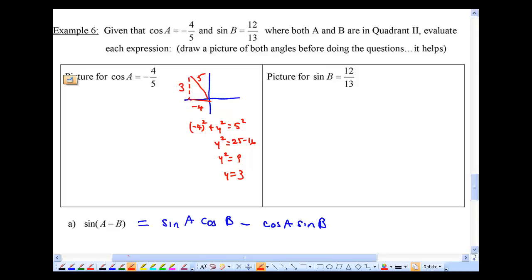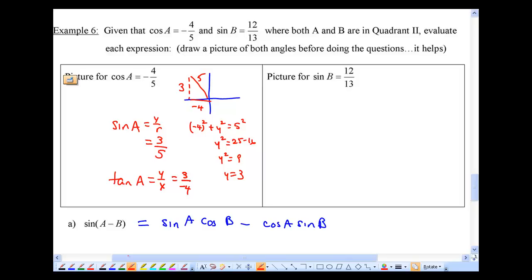So if that's the case, what we know is cosine A equals negative 4/5. From here we can also figure out what sine of angle A is going to be. Sine, of course, by definition is y over r, so the y value is 3, the r value is 5. We can also calculate tangent of A, which we'll need in a second. That's y over x, so that's just 3 over negative 4.